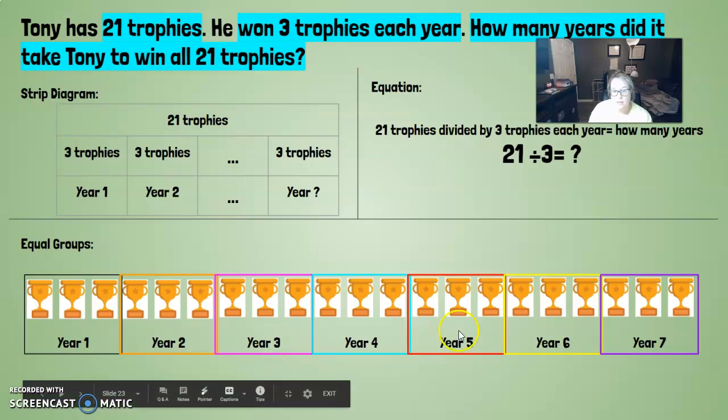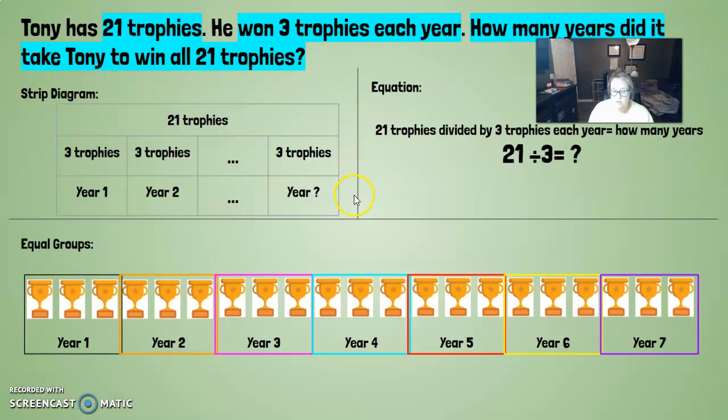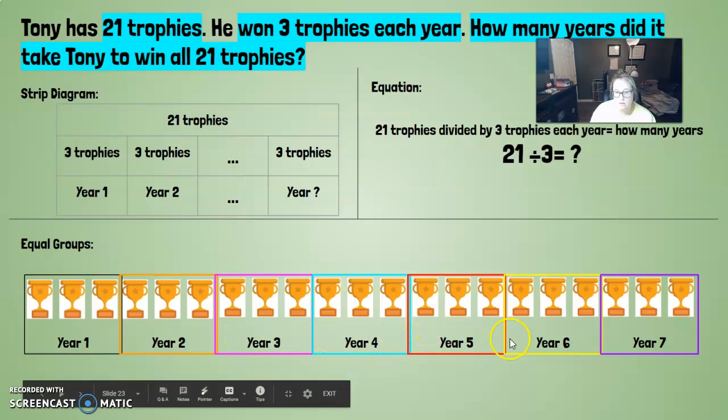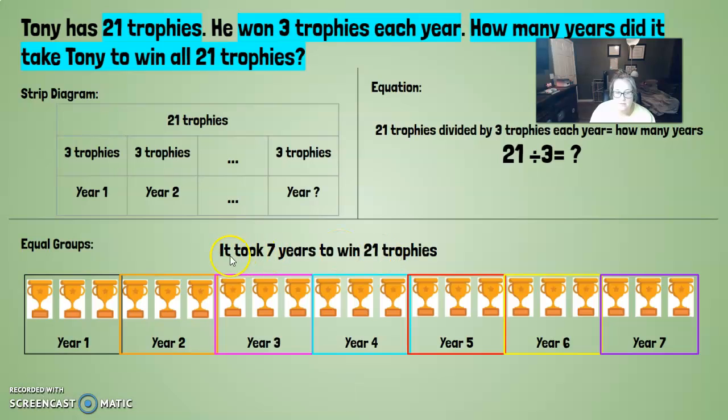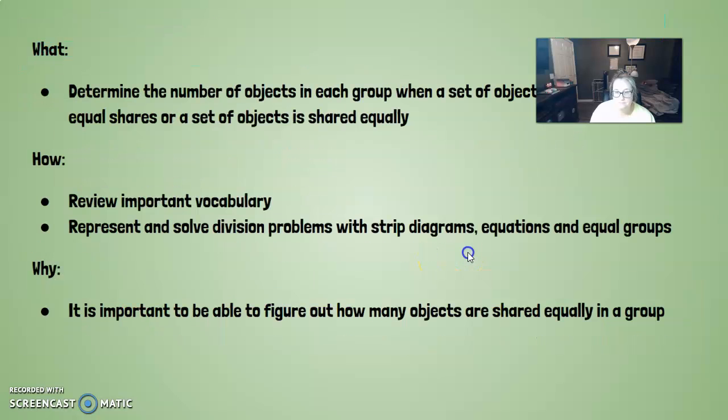So now I'm going to use this information to answer my question. How many years did it take Tony to win all 21 trophies? Well, let's look at it. I have 1, 2, 3, 4, 5, 6, 7. So it took him 7 years to win 21 trophies. So that's my answer. It took 7 years to win 21 trophies.